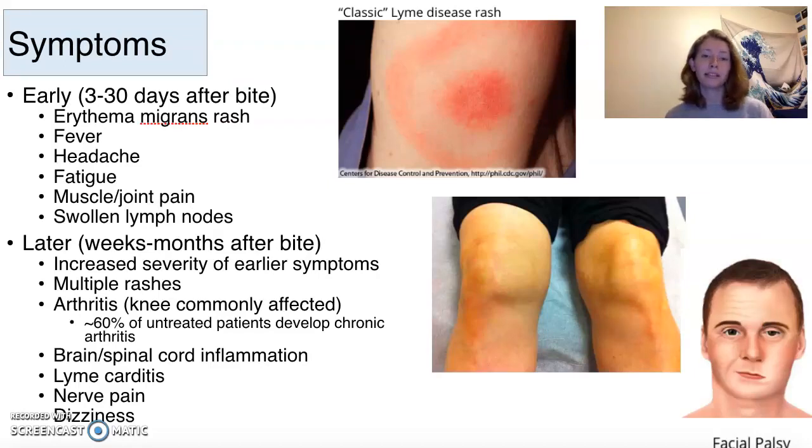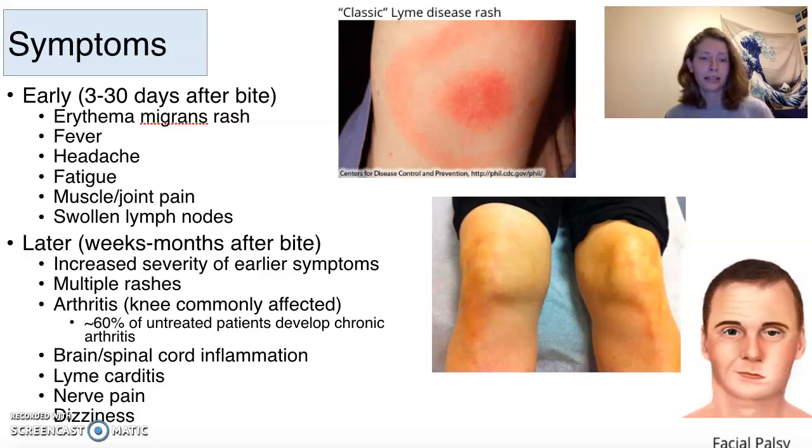So symptoms of Lyme disease. Lyme disease, as I said, is very easy to misdiagnose because some of its early symptoms are very general. So 3 to 30 days after the bite, one of the characteristic major identifiers of Lyme disease is a rash called erythema migrans. It occurs in 70 to 80% of patients. So here's a picture. It's known for being a bullseye shape, though it can manifest in other ways as well. Other early symptoms are fever, headache, fatigue, muscle and joint pain, and swollen lymph nodes.